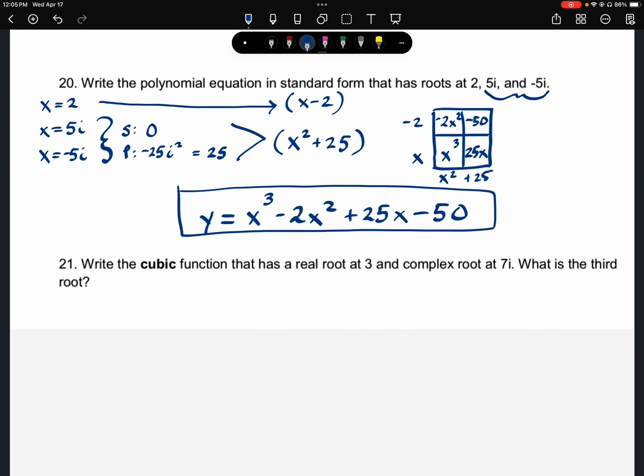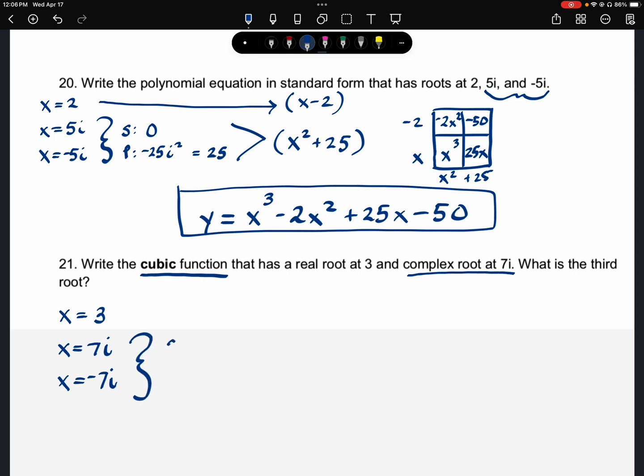Number 21 says, write the cubic function that has a real root at 3 and a complex root at 7i. It says, what is the third root? So remember, if this is cubic, it has to have 3 roots. And complex roots always come in pairs. So right now, I know that x equals 3 and x equals 7i, then I also know there has to be a negative 7i.